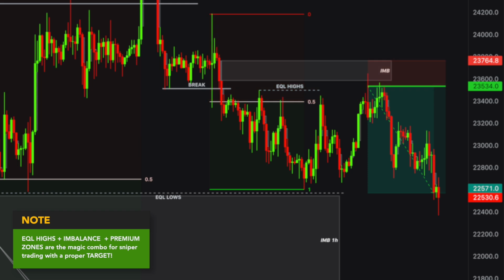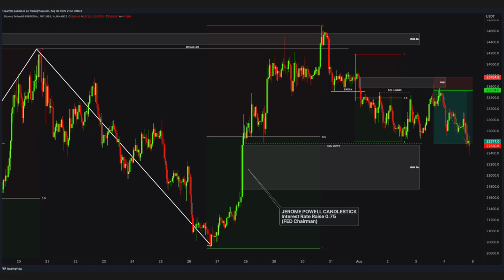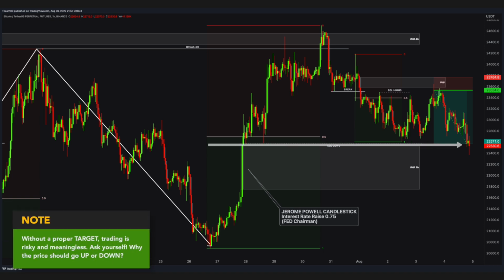More importantly, I had an amazing target below, which was in the discount zone from the 4-hour chart. An amazing equal lows waiting to be hunted. And a giant imbalance, thanks to the Fed interest rate decision and Jerome Powell. I think this trade should go into trading books as a case study. This is the perfect trade that you can ever encounter.